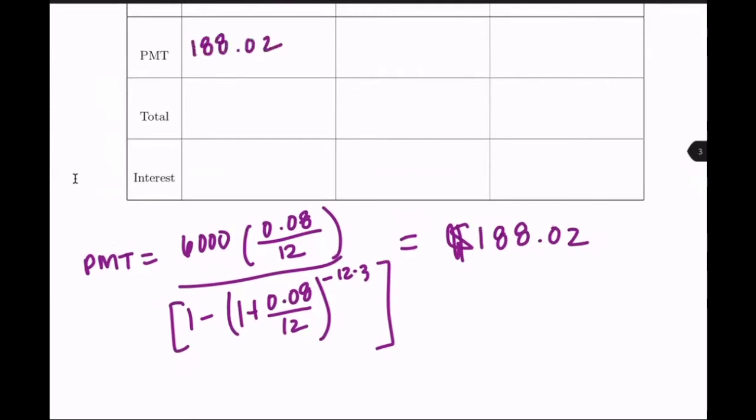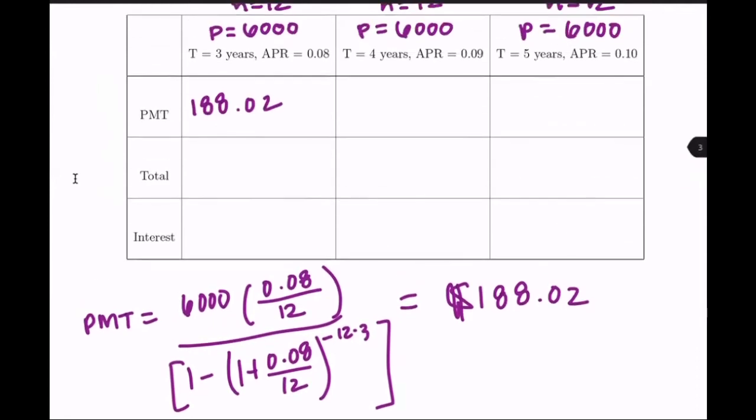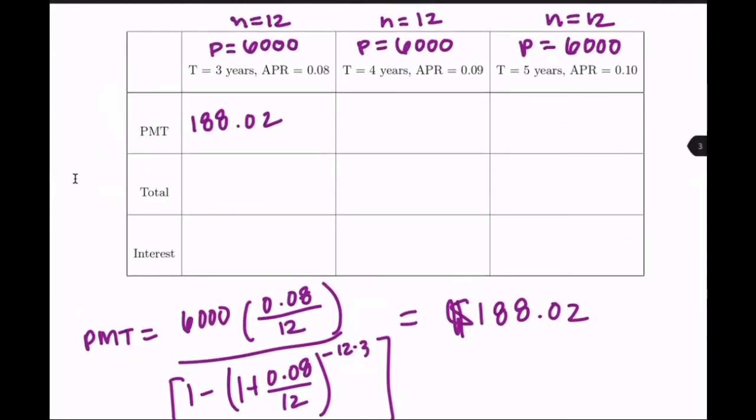188.02. And then for the total that you're going to have to pay over the course of the loan, you are again going to do the 188.02 times 12 because you're paying it every month. And then you're also going to multiply by 3 because you're going to pay it over the course of 3 years. And when you put that into your calculator, you should get $6,768.72.